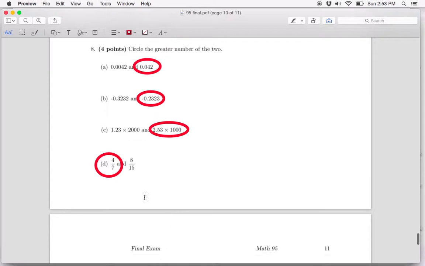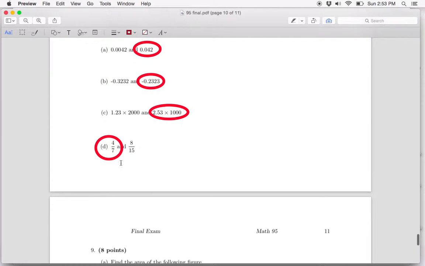All right, and for this one, I said, okay, well, if I see 4, I see 8. If I double this, make that 8/14. Well, 8/14 is greater than 8/15 because I'm using fewer pieces, so each piece is bigger. So if I have 8 of them, if I have 8/14, each piece is bigger than the 15th pieces. And so if I have the same amount, then my 8/14 is bigger.